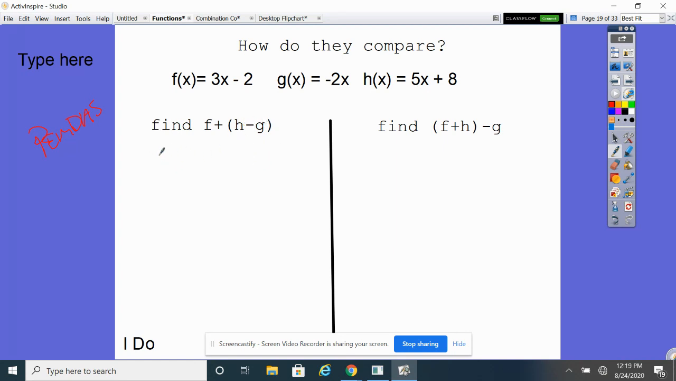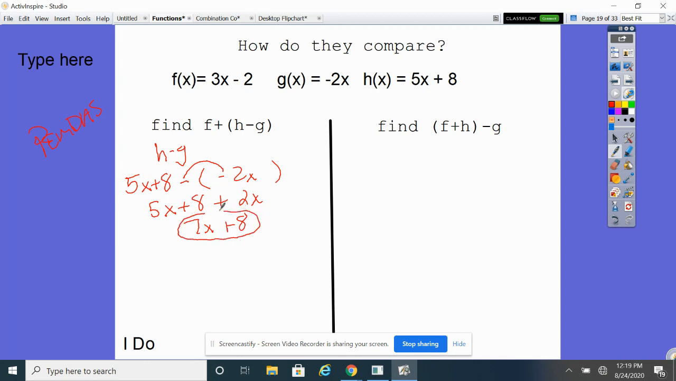H minus G is in parentheses, so I'm going to do that problem first. What was H? Well, if I look at the top, it's still 5x plus 8. Minus, remember, because of the minus sign, you've got to use parentheses. G was negative 2x. So that becomes 5x plus 8. The negative goes in, changes it to a positive 2x. And when you add like terms, this becomes 7x plus 8.